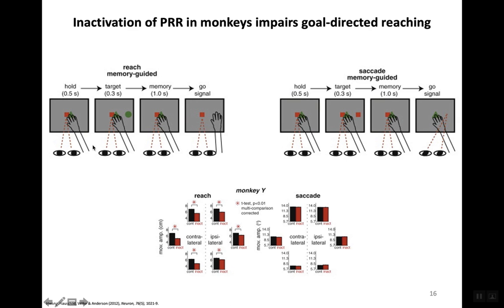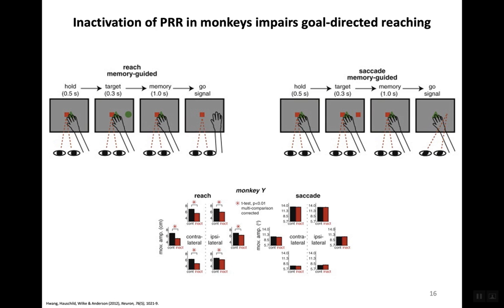So if we look at the movement amplitude before the PRR was inactivated and after, you see a significant difference in amplitude. That amplitude was shortened, hence the final location of the hand fell short of the actual location of the target post inactivation.